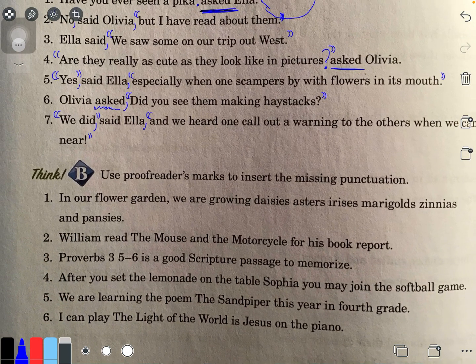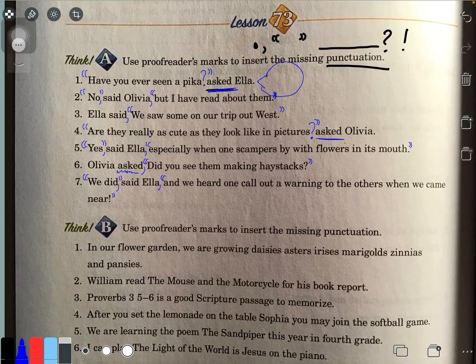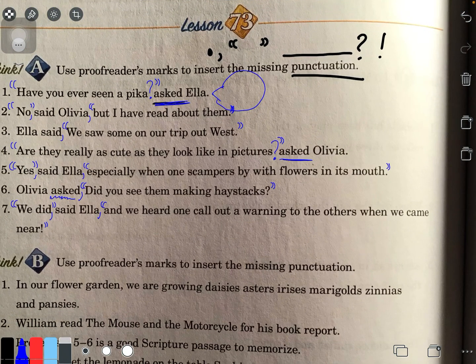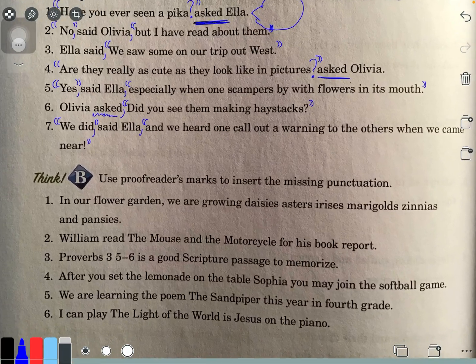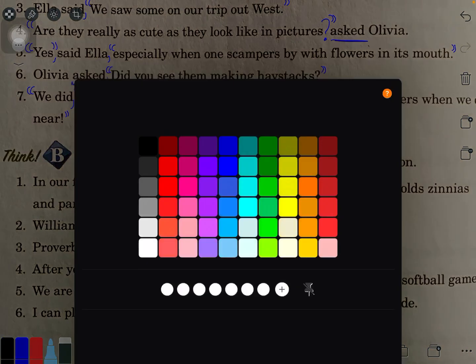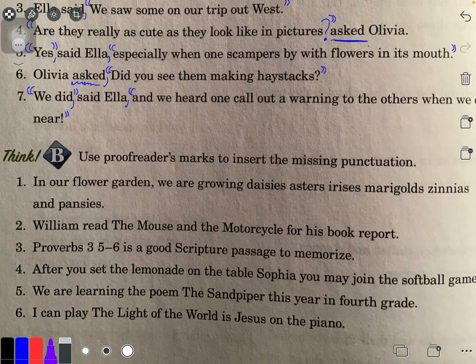Think B. Ooh, we're missing more punctuation marks. So again, punctuation marks includes periods, commas, quotation marks, maybe some underlining, question marks, and exclamation points. If you want to pause the video to try it on your own, that's fine. Or if you just want to go along with me, that's cool too. You are free to pause and rewind. I'm going to use, let's say, purple, and I'm going to be a little thick here.